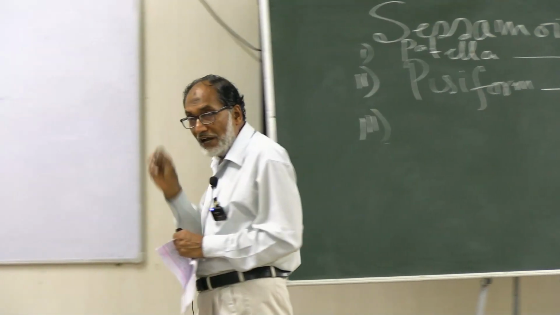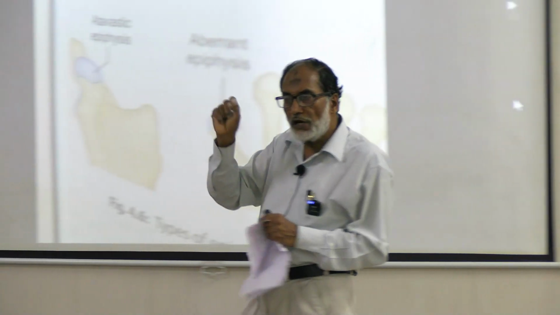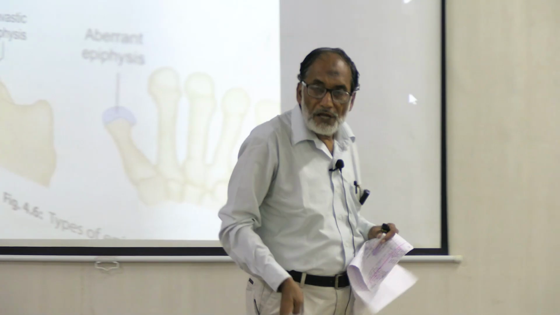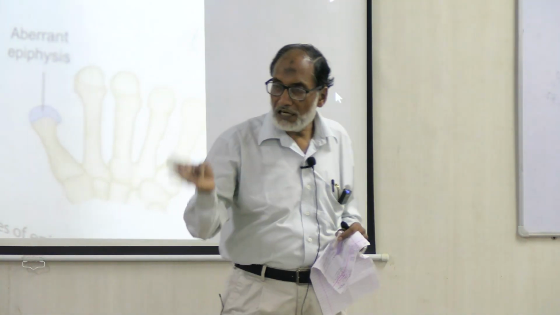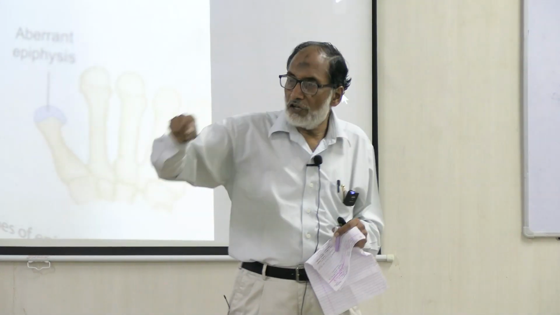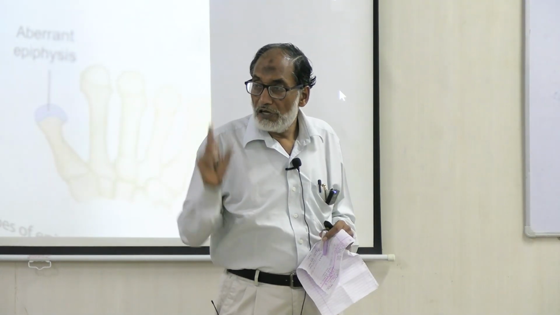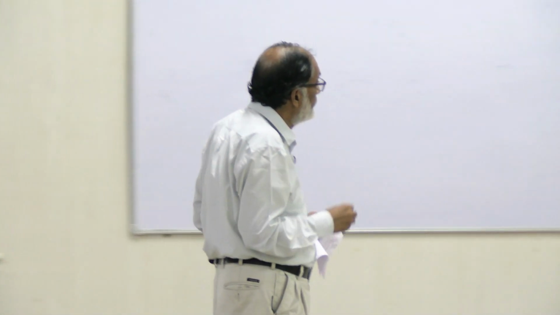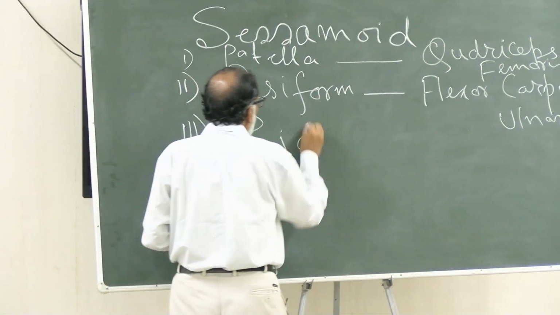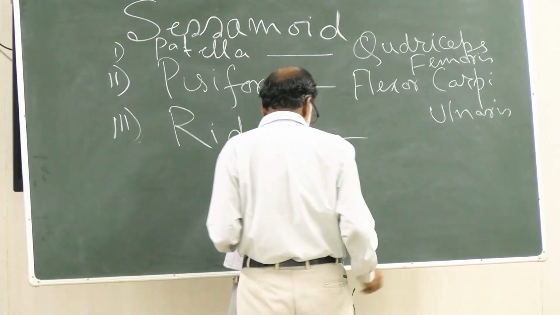Number 3, rider's bone. It develops within the tendon of the adductor longus muscle. That muscle is found in the adductor compartment of the thigh, and it takes origin as a tendon. Within this tendon, this bone develops. It is known as the rider's bone. Why is it called the rider's bone?